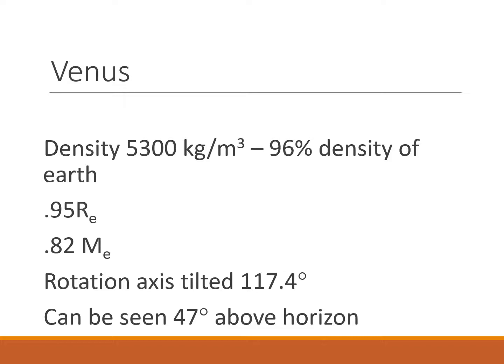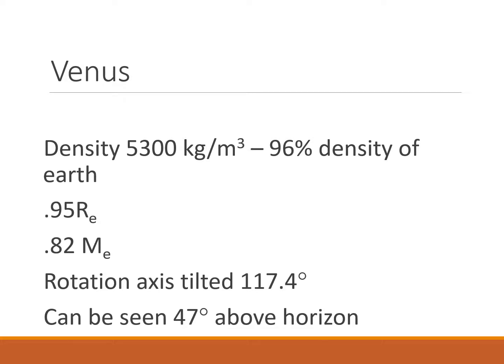Its rotation axis, now this is unique, is tilted 117.4 degrees. So Venus actually rotates clockwise instead of counterclockwise. We believe that probably there was some collision that occurred during its formation, which caused it to completely flip to give us that 117-degree angle of rotation, or what we call a retrograde orbit. It's clockwise instead of counterclockwise.